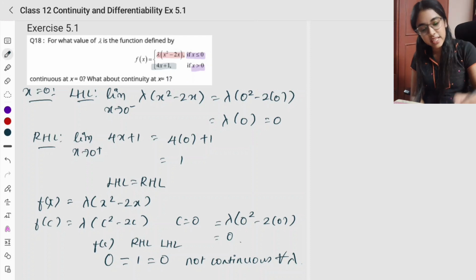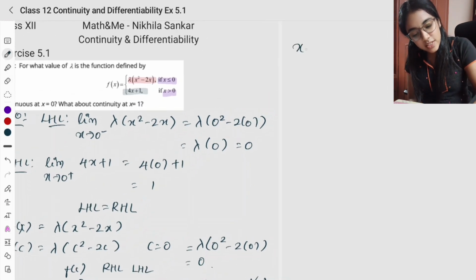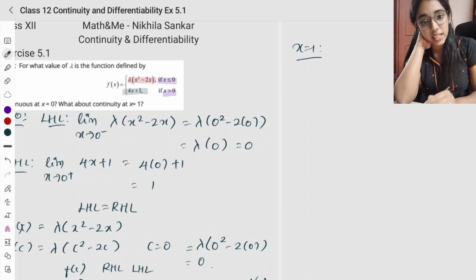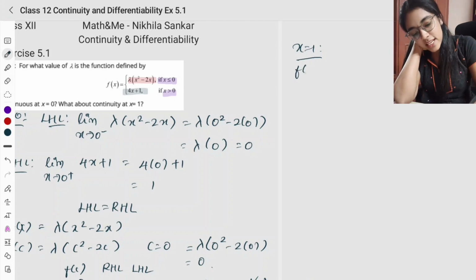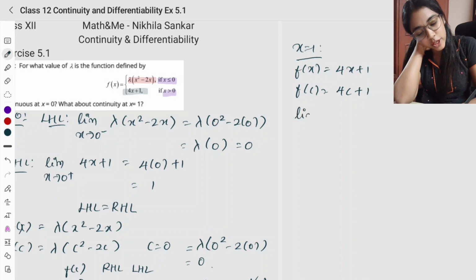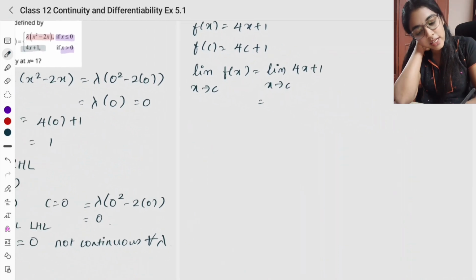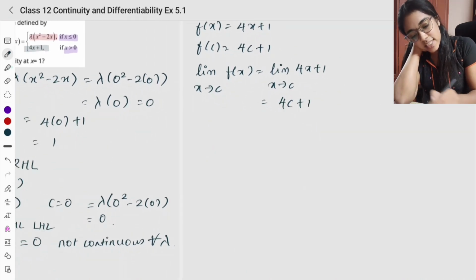Okay, so this is my first case. They are asking about x is equal to 1. So for x is equal to 1, I have only one condition, where x is greater than 0, the value that is marked in gray. Correct? So what is my f of x? f of x is going to be 4x plus 1. So what is my f of c? It is going to be 4c plus 1. Now what is my limit going to be? Limit x tends to c of f of x, which is limit x tends to c of 4x plus 1. When I substitute the value of c, what will I have? 4c plus 1. So I see that the value here is 4c plus 1 and the value here is also 4c plus 1. So it is continuous.